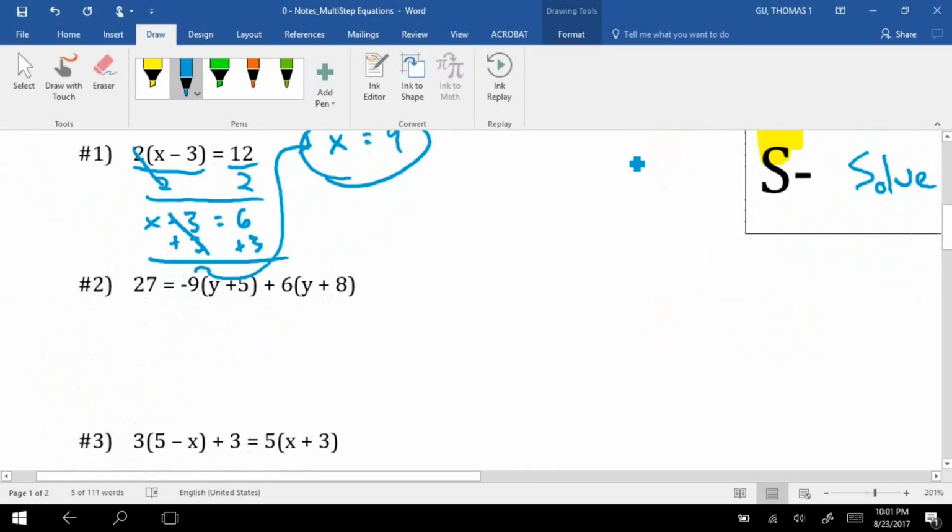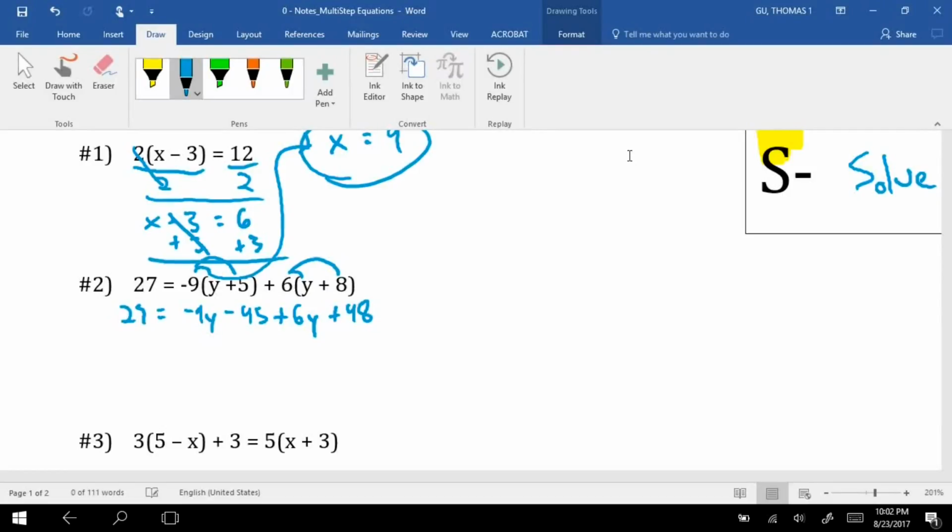Negative 9 times y. What's negative 9 times y? That's negative 9y. What's negative 9 times 5? That's negative 45. Okay, we got that. Let's distribute this one over here too. What's 6 times y? That's positive 6y. So we're going to plus 6y. What's 6 times 8? That's positive 48. So we're going to plus 48. And then the left side is still 27.